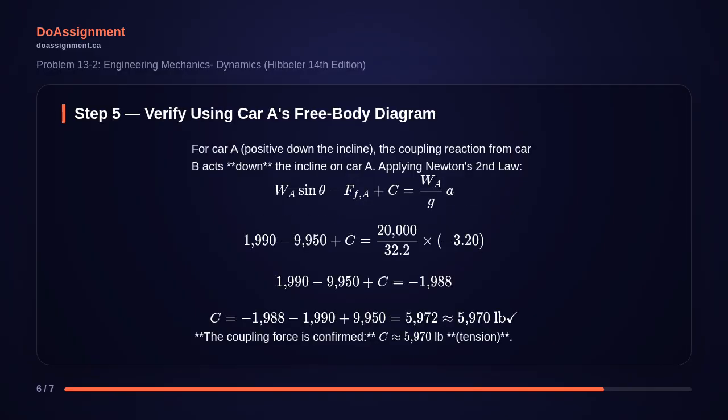We verify the result by analyzing car A alone. The forces on car A along the incline are its weight component of about 1,990 pounds down, the friction force of 9,950 pounds up, and the coupling reaction C pointing down the incline. Setting the sum equal to the mass of car A times the acceleration, we solve for C and again obtain approximately 5,970 pounds. The answer is confirmed. The coupling between the two cars carries a tension force of approximately 5,970 pounds.